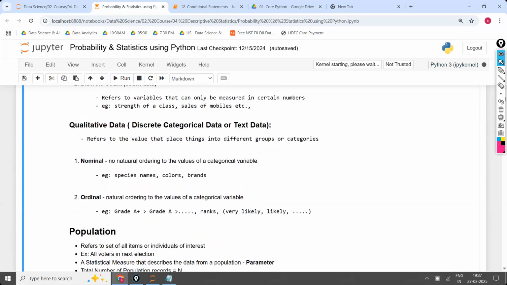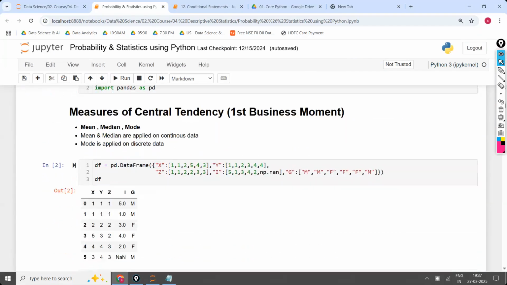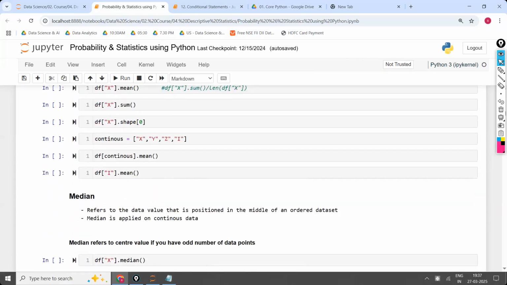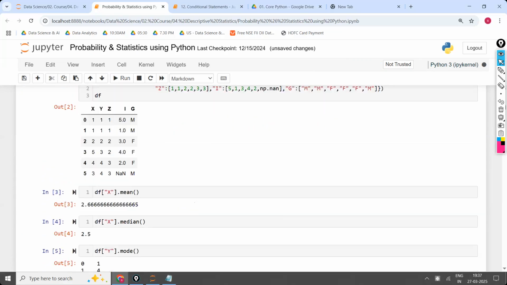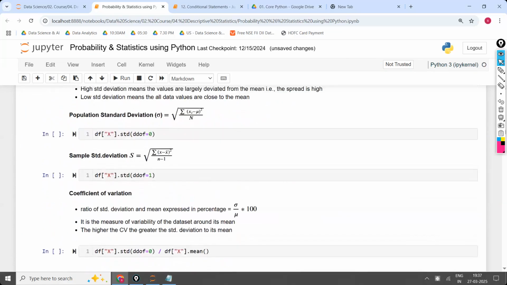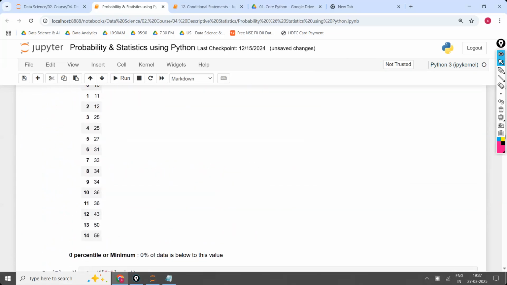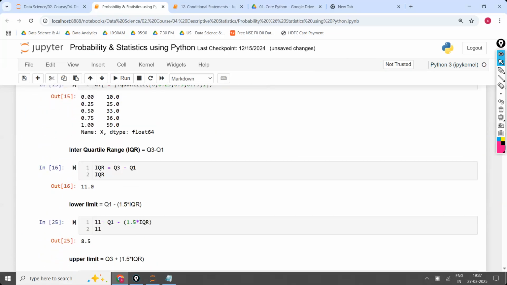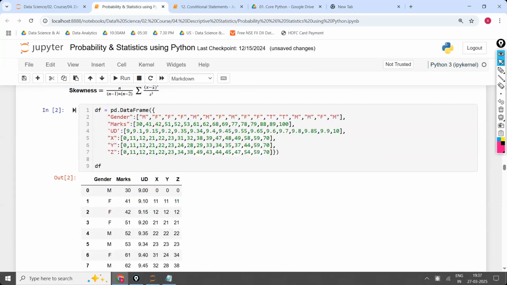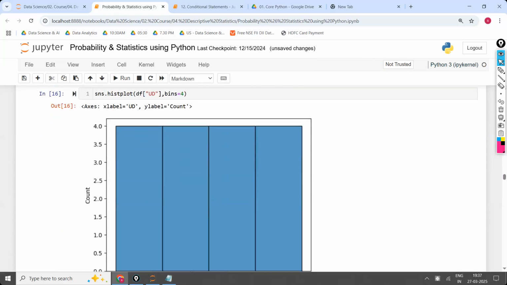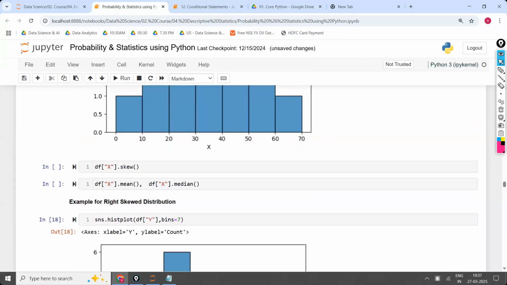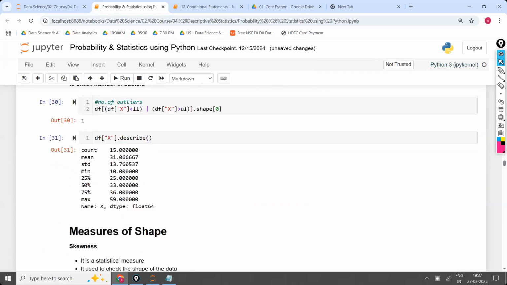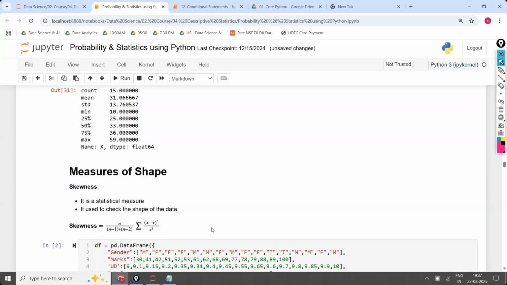Okay, guys. So here is statistics. Within statistics, we have covered measures of central tendency, measures of dispersion, and also percentiles, quartiles, outliers, upper limit, lower limit, and all these things, along with histograms. And what is meant by normal distribution. Now, here we have the third type of measure, called skewness.